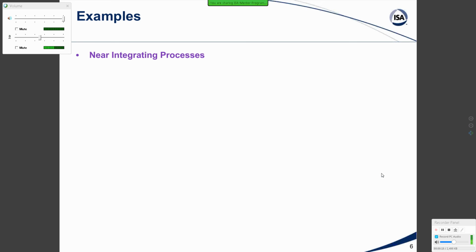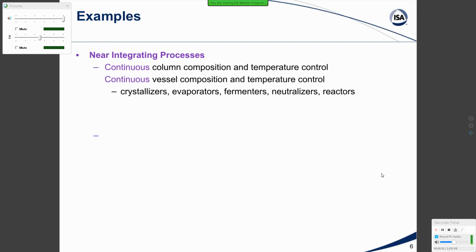So what are examples? Here, integrating process: continuous column composition and temperature control. And wherever I say composition, I should also have said pH. pH is a composition, but we don't tend to think of it that way. So whenever you see composition here, just also think of pH. Continuous vessel composition, temperature control, crystallizer, evaporators, fermenters, neutralizers, reactors.